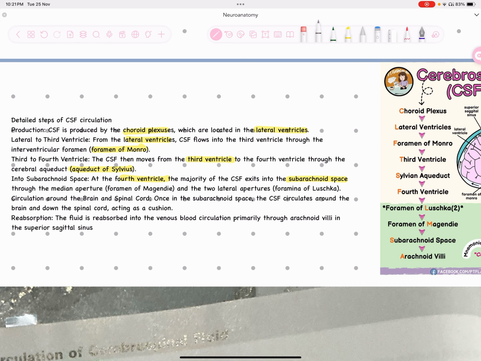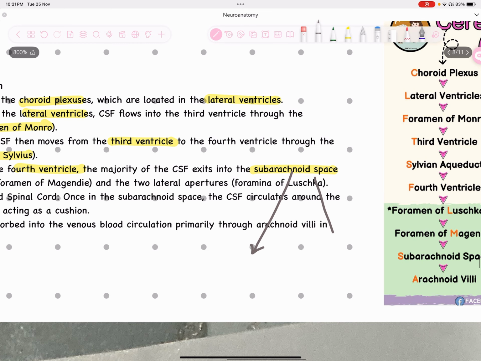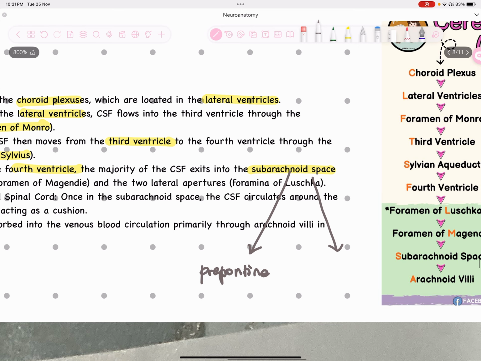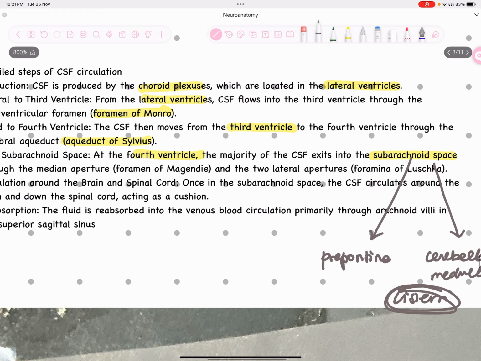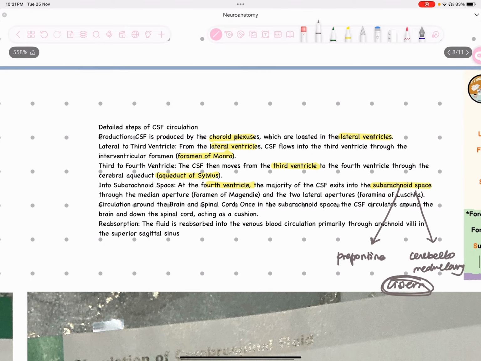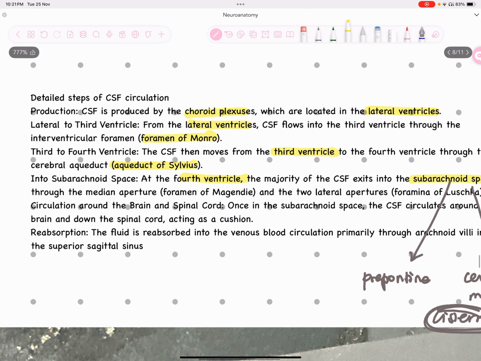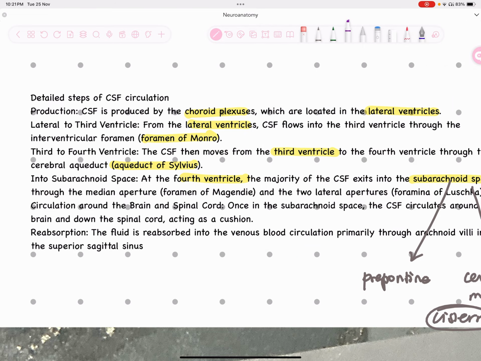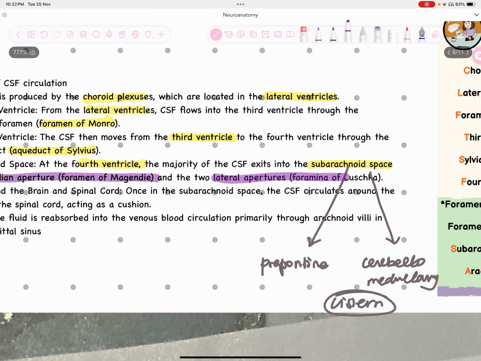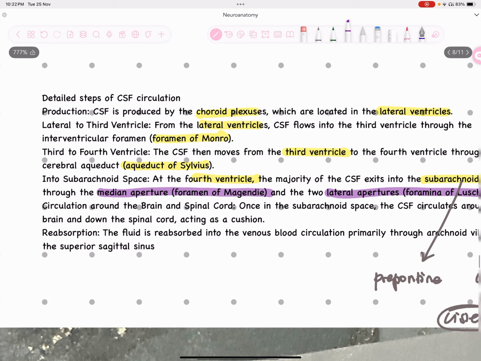what are the two points that I mentioned of subarachnoid space? The prepontine cistern, and the other was the cerebellomedullary cistern. And by cistern, this word you should know, it's subarachnoid space. And how does it enter these two points? It enters them with the help of two very important apertures. One is a median aperture and the other is the lateral. So median is your foramen of Magendie and lateral is your foramina of Luschka. There are two of them, so foramina.